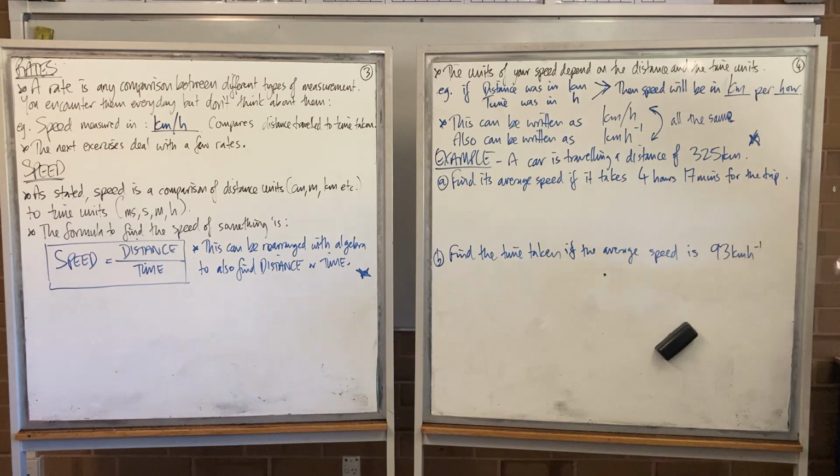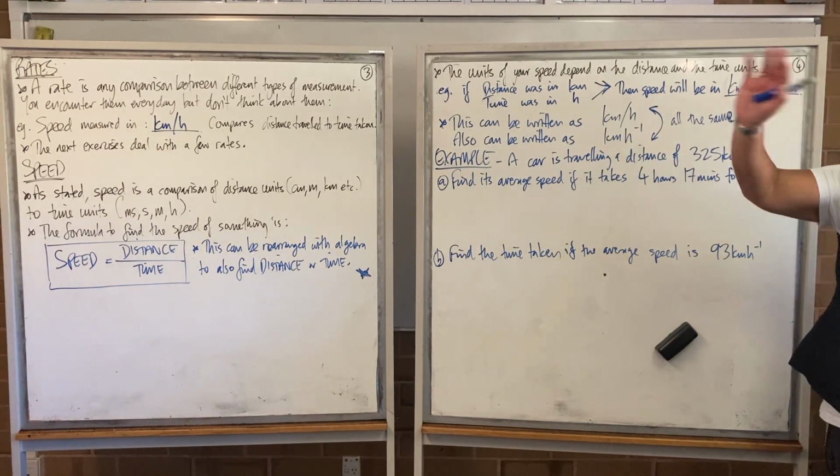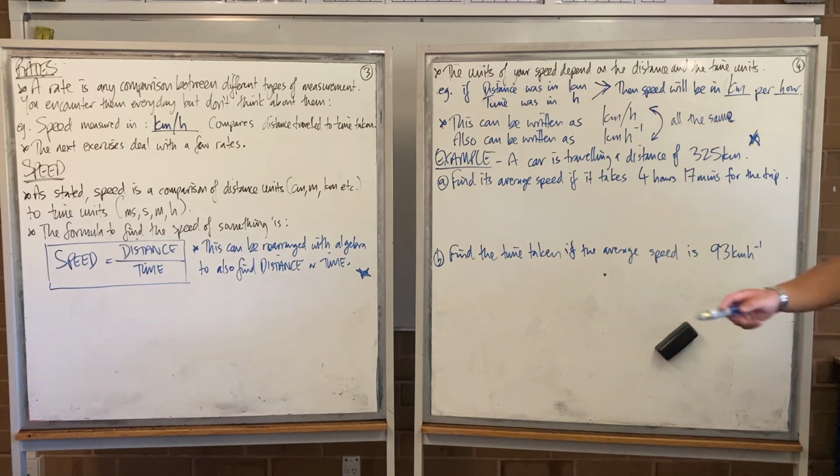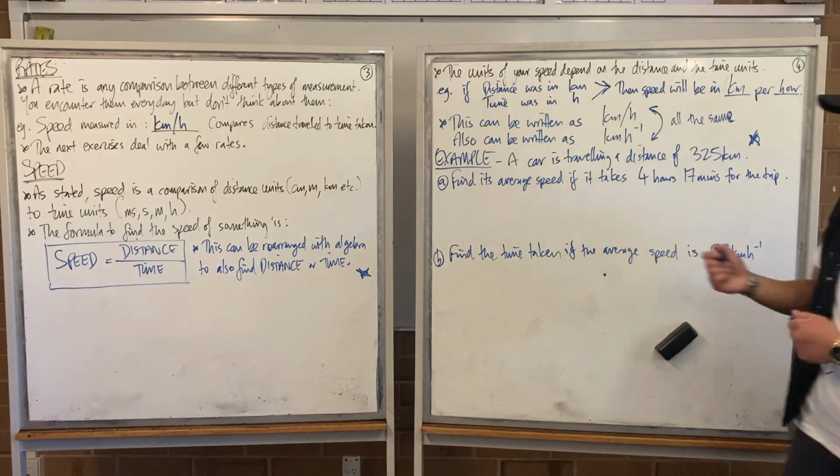Example. A car is traveling a distance of 325 kilometers. That's how far it's going to go. Find its average speed if it takes 4 hours, 17 minutes for the trip. What is the only tool that I've given you to solve this? Where on this board is the thing that I'm going to use to find it? That speed formula. It's set up to find the speed.